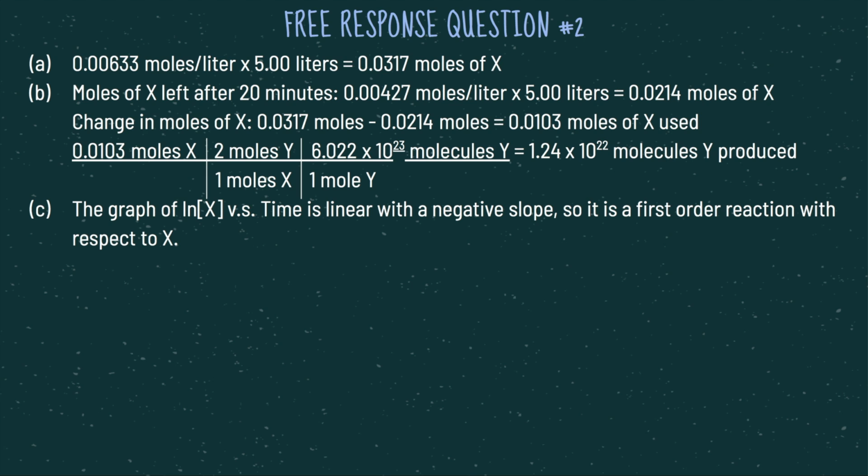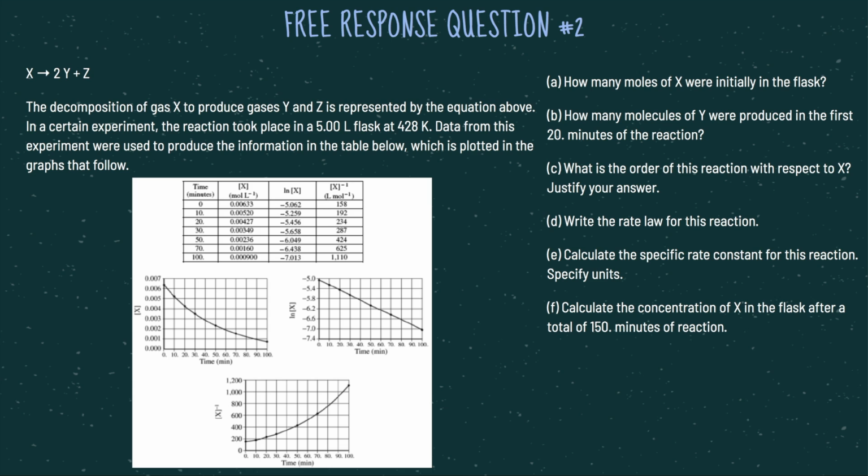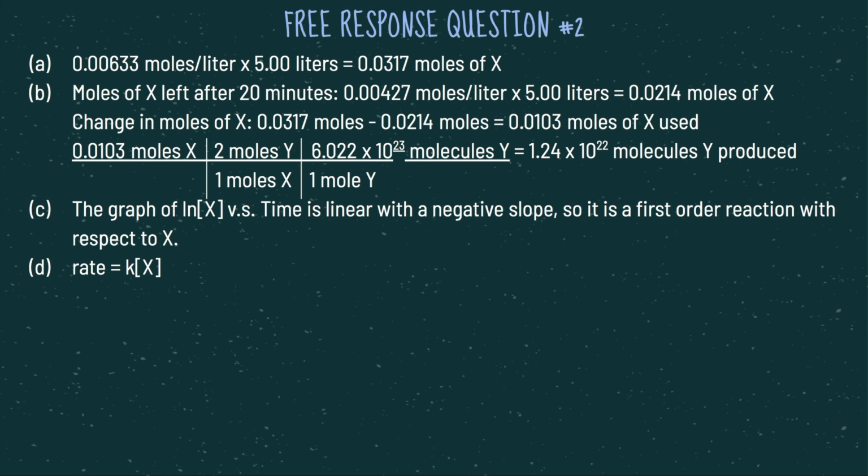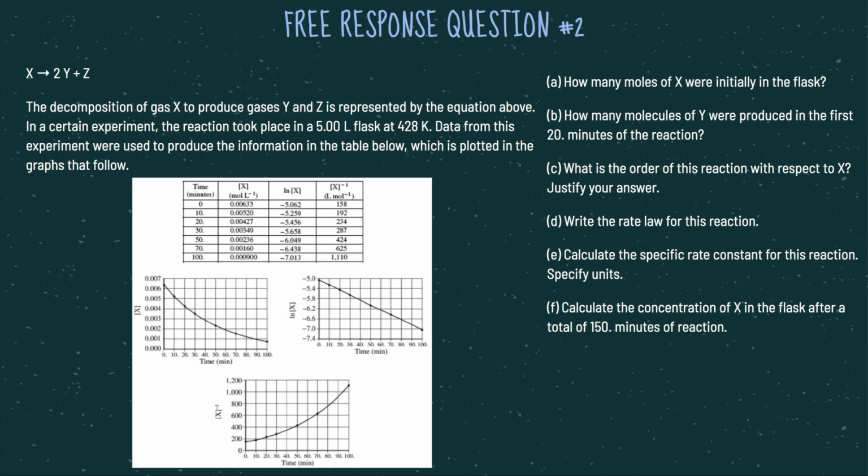The second graph is the natural log of the concentration of X versus time and is linear with a negative slope. This is consistent with a first-order reaction with respect to X. Part D asked for the rate law. Because this is a first-order reaction, the rate law equals K times the concentration of X raised to the first power. Part E asks for the value of the rate constant and its units.